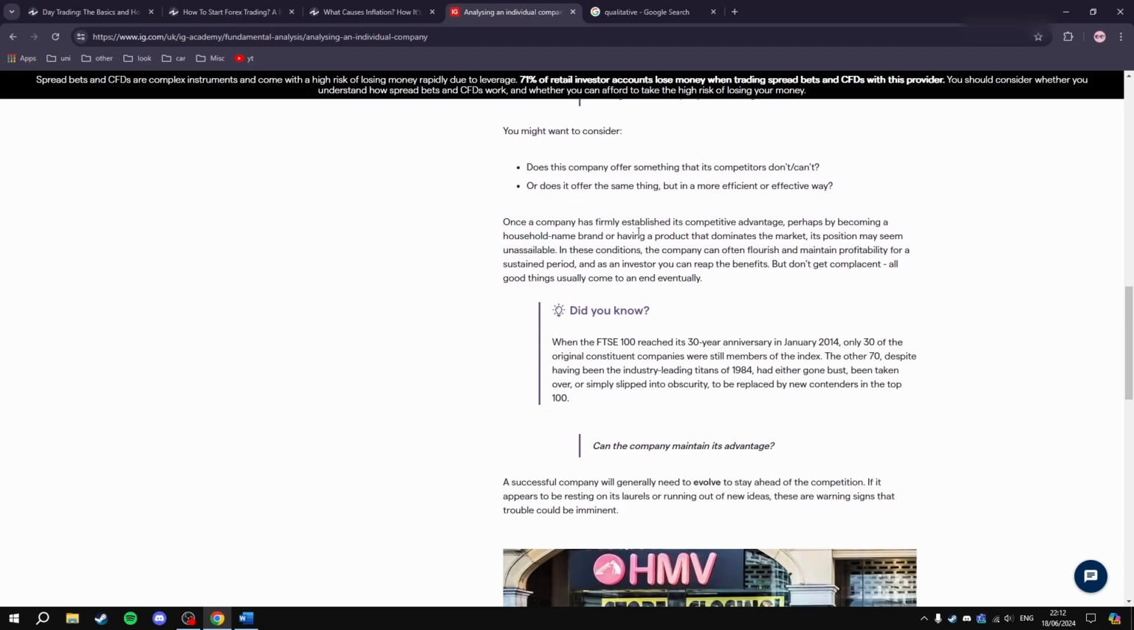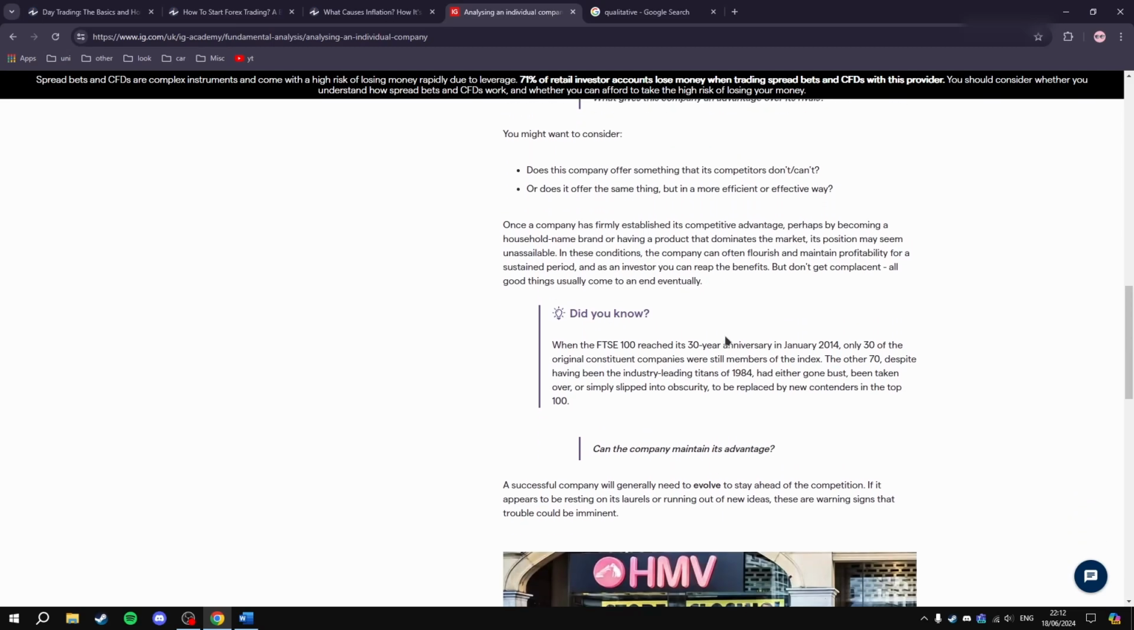Once the company has firmly established its competitive advantage, perhaps by becoming a household name brand or having a product that dominates the market, its position may seem unassailable. In these conditions, the company can often flourish and maintain profitability for a sustained period, and as an investor, you can reap the benefits. But don't get complacent. All good things usually come to an end eventually.